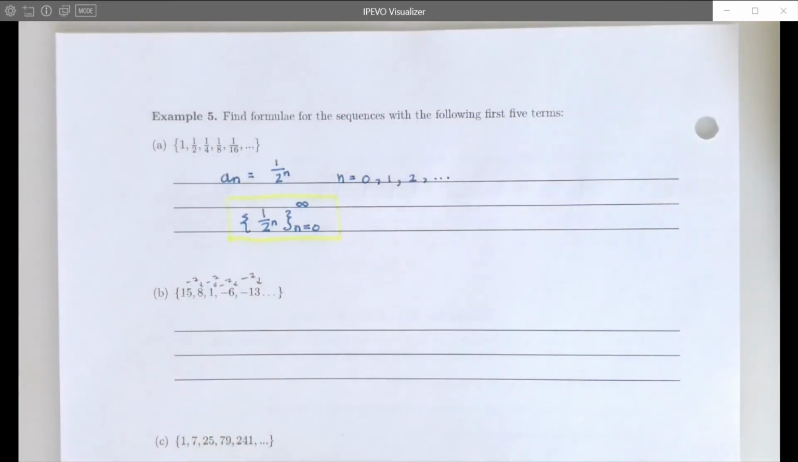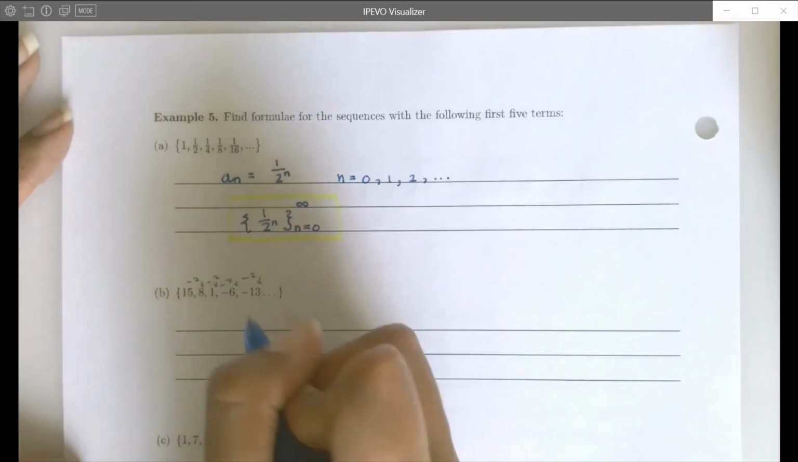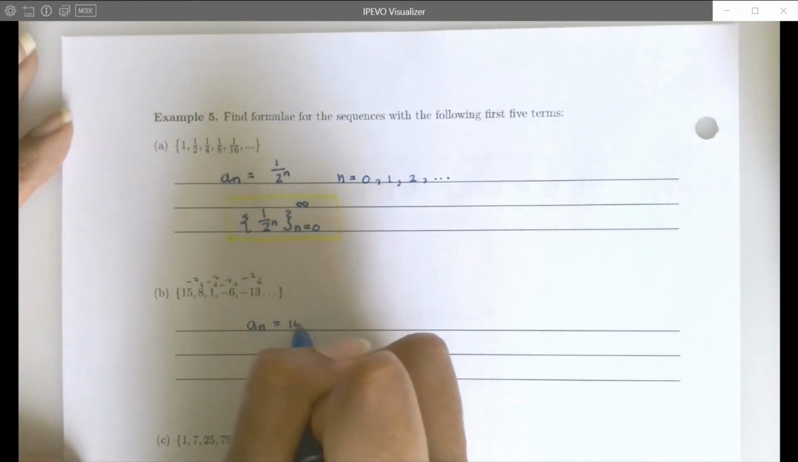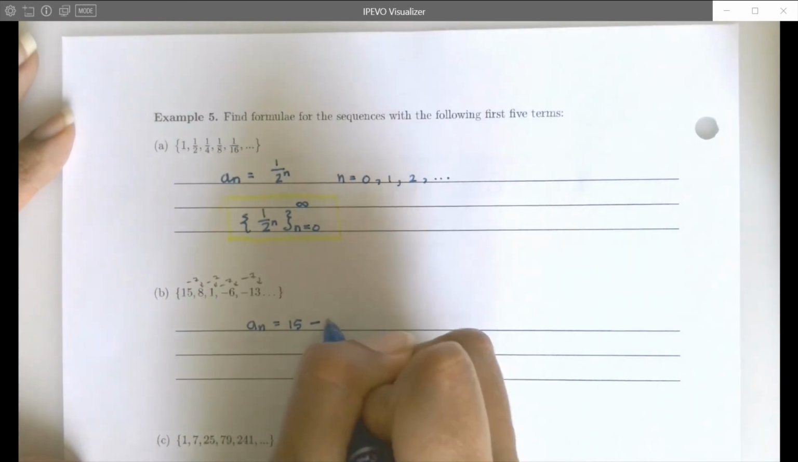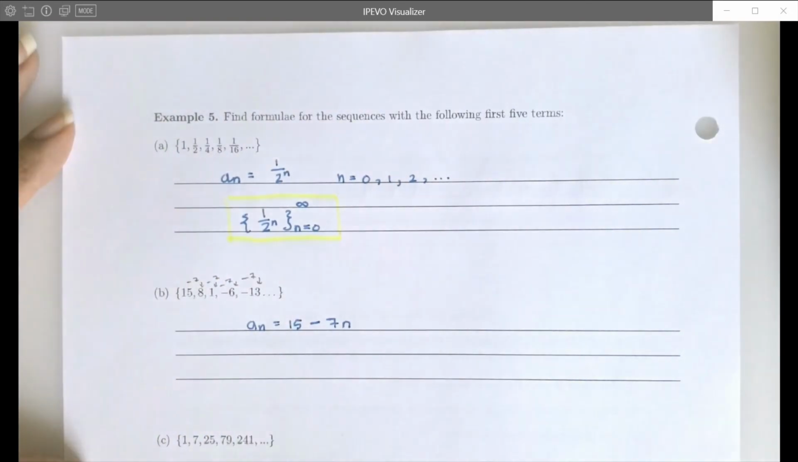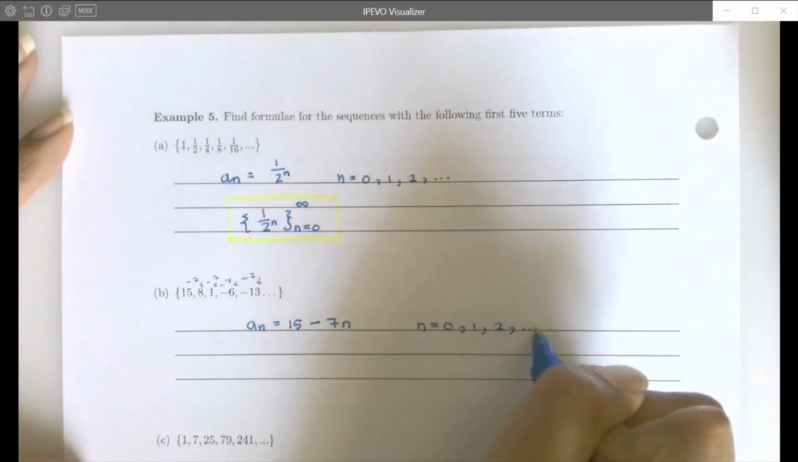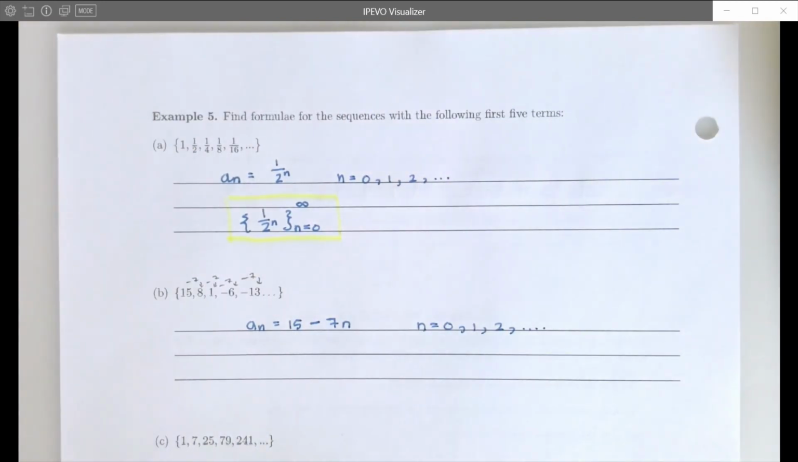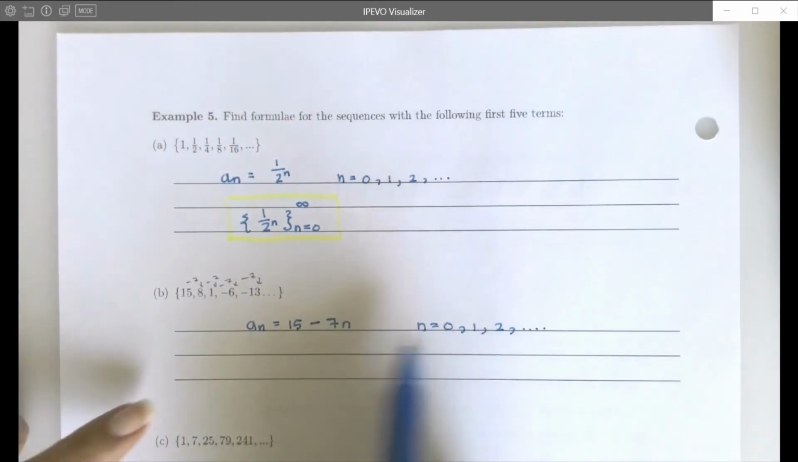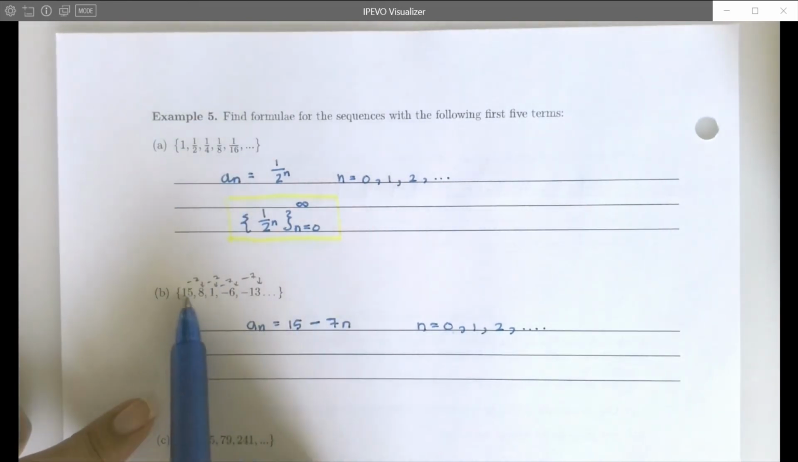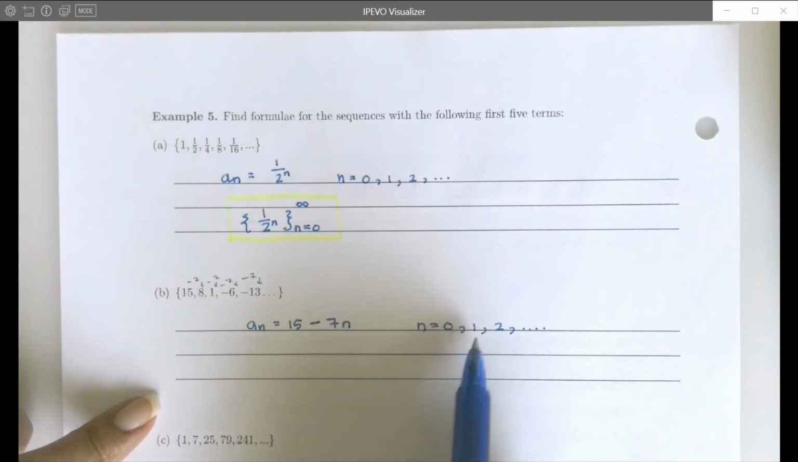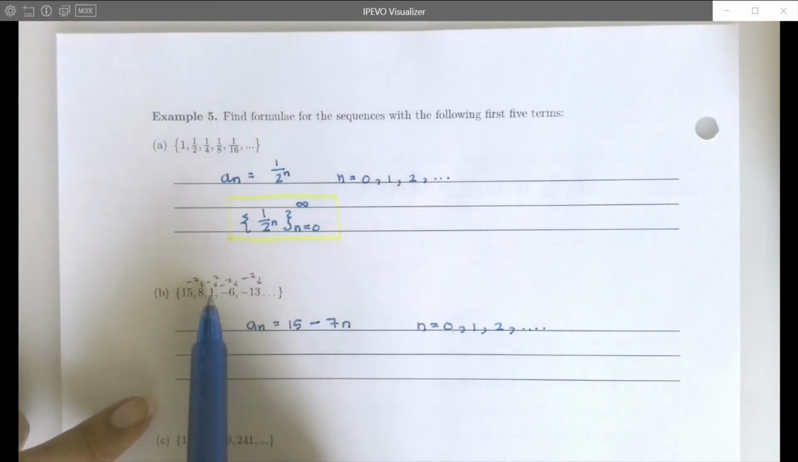So then the type of sequence that seems to fit here is an arithmetic sequence. We're starting at 15, so we could write it's going to be 15 minus some multiple of 7. So starting with n being 0, 1, 2, and any integer greater than that. So when n is 0, we get a 15 minus a 0, which is 15. When n is 1, we get a 15 minus a 7, which is an 8.